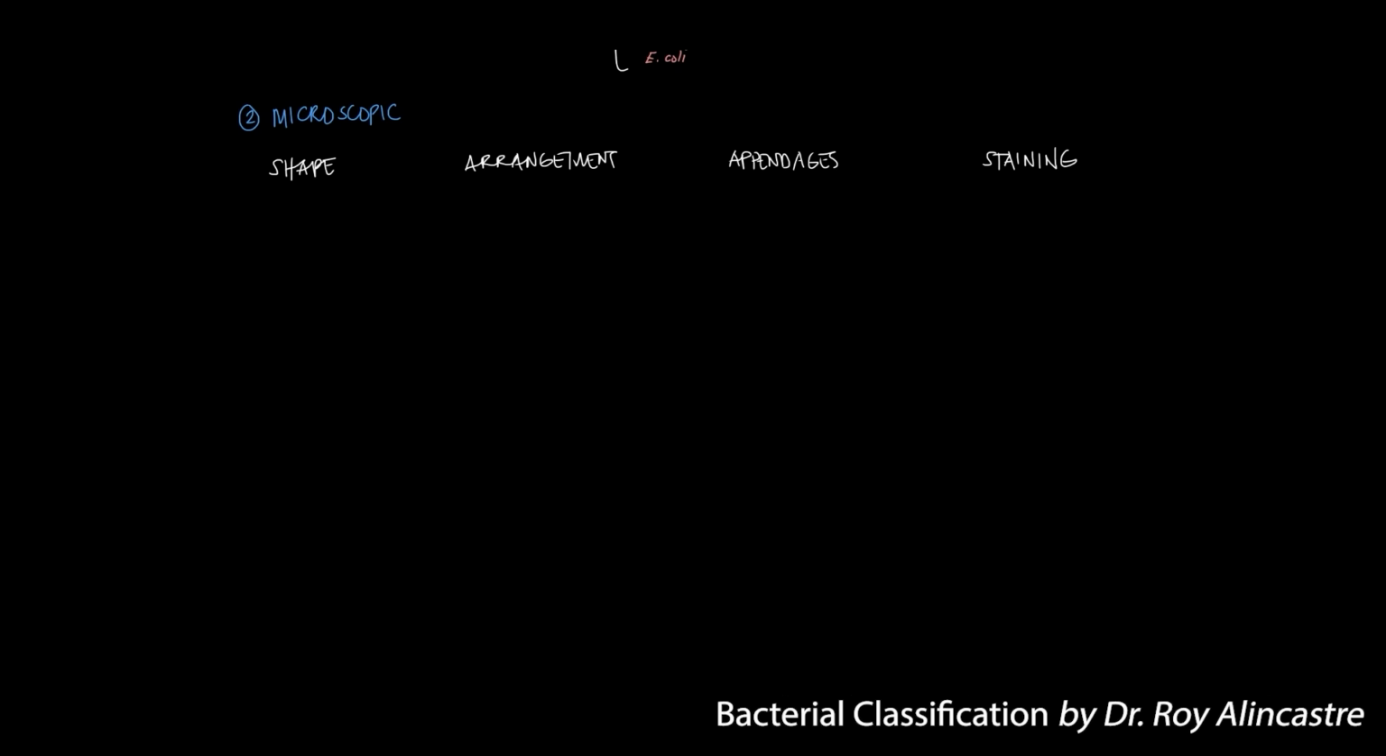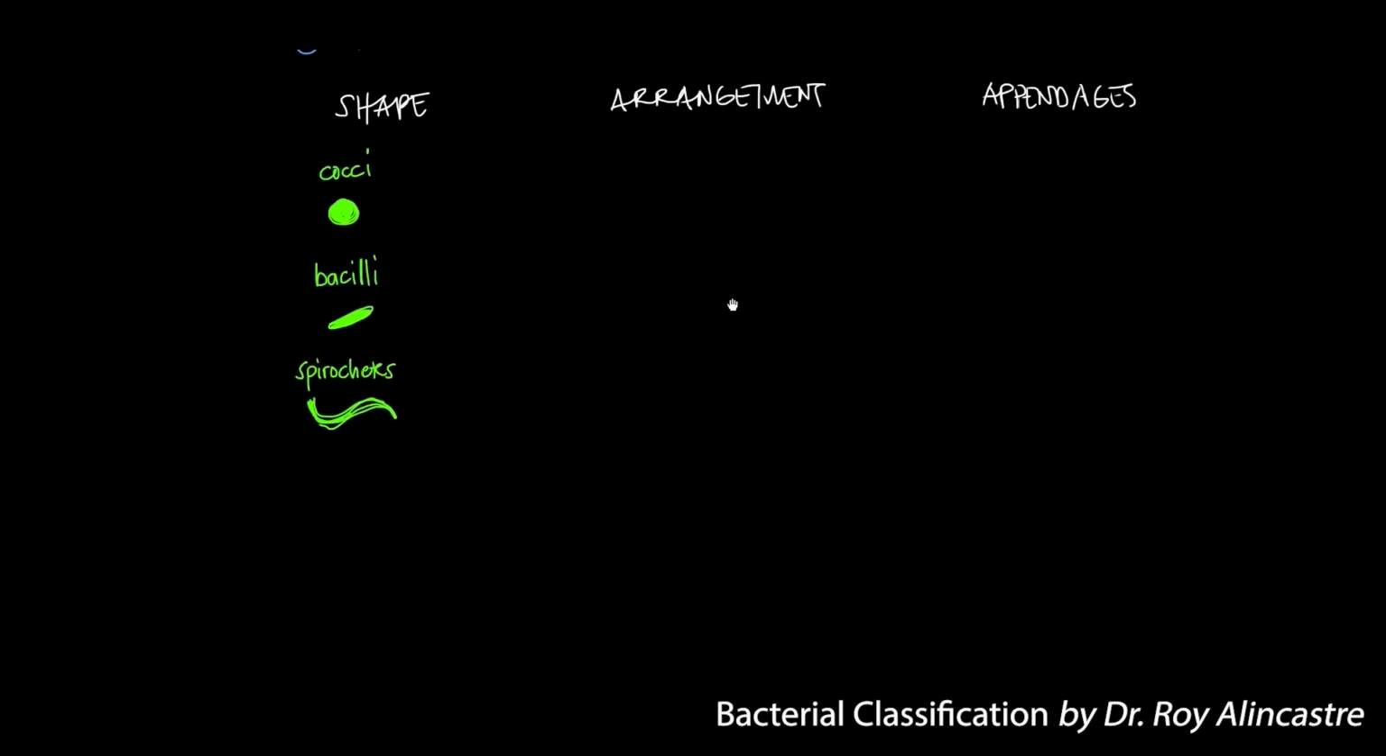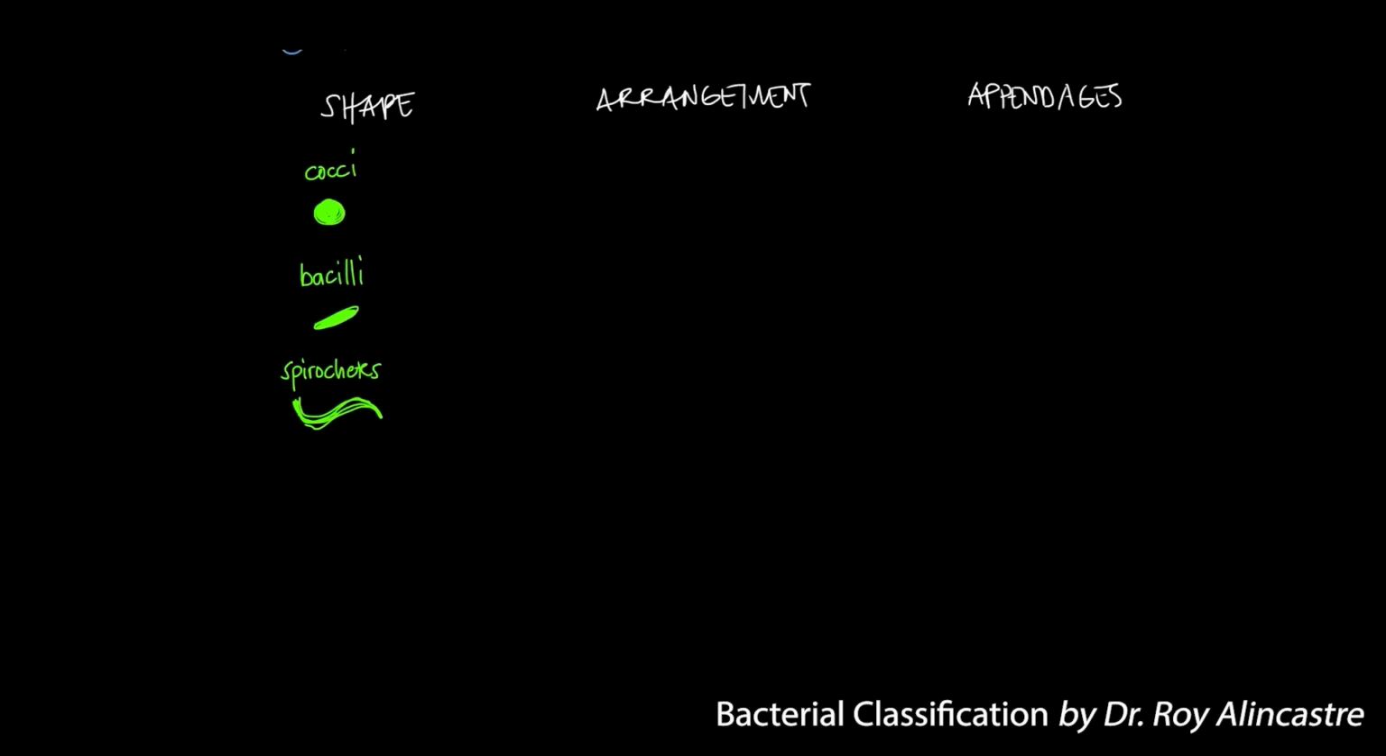Okay, so now one by one. We start with shape. How do we classify bacteria according to shape? Okay, so some bacteria are spherical. They are called cocci, coccus if singular. If they look like rods, they are called bacilli. There are also others that are oddly shaped, no? So spiral or corkscrew in shape, the spirochetes, for example.